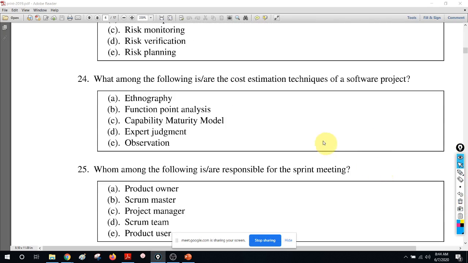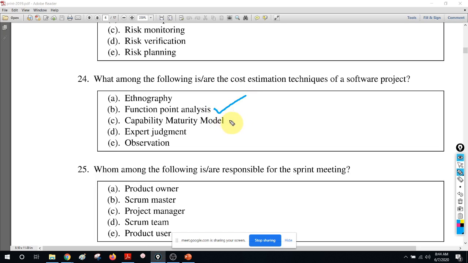What among the following are the cost estimation techniques of a software project? Now you can see the examiner is really interested in cost estimations. Ethnography, no, ethnography is something to do with requirement analysis, right? Function point analysis, yes, we just briefly mentioned it in your slides also. Function point analysis, lines of code.